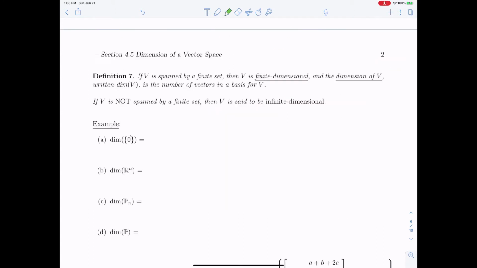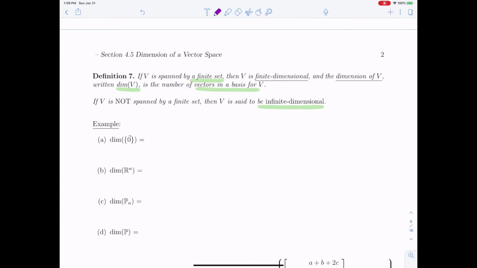So now we can define what it means for the dimension of the vector space. Suppose that V is spanned by a finite set, then we call V a finite dimensional vector space, and the dimension of V, denoted by dim V, is the number of vectors in a basis for the vector space V. And if V is not spanned by a finite set, then we call V an infinite dimensional vector space.